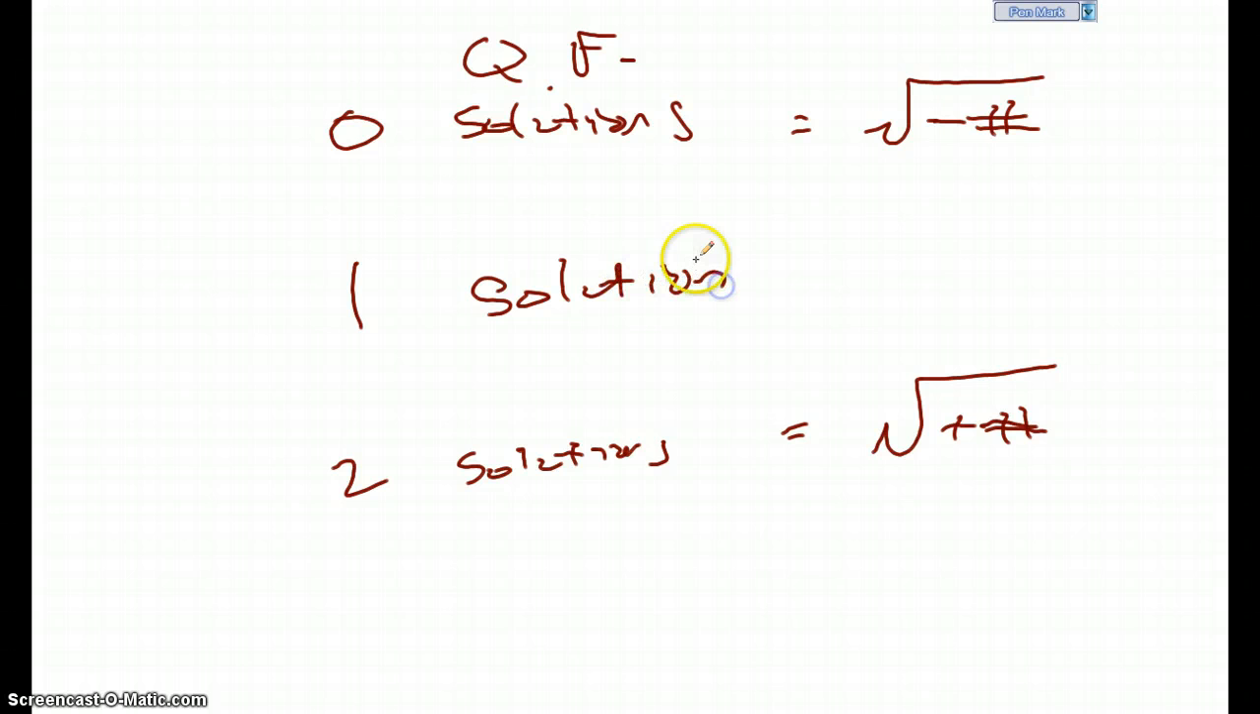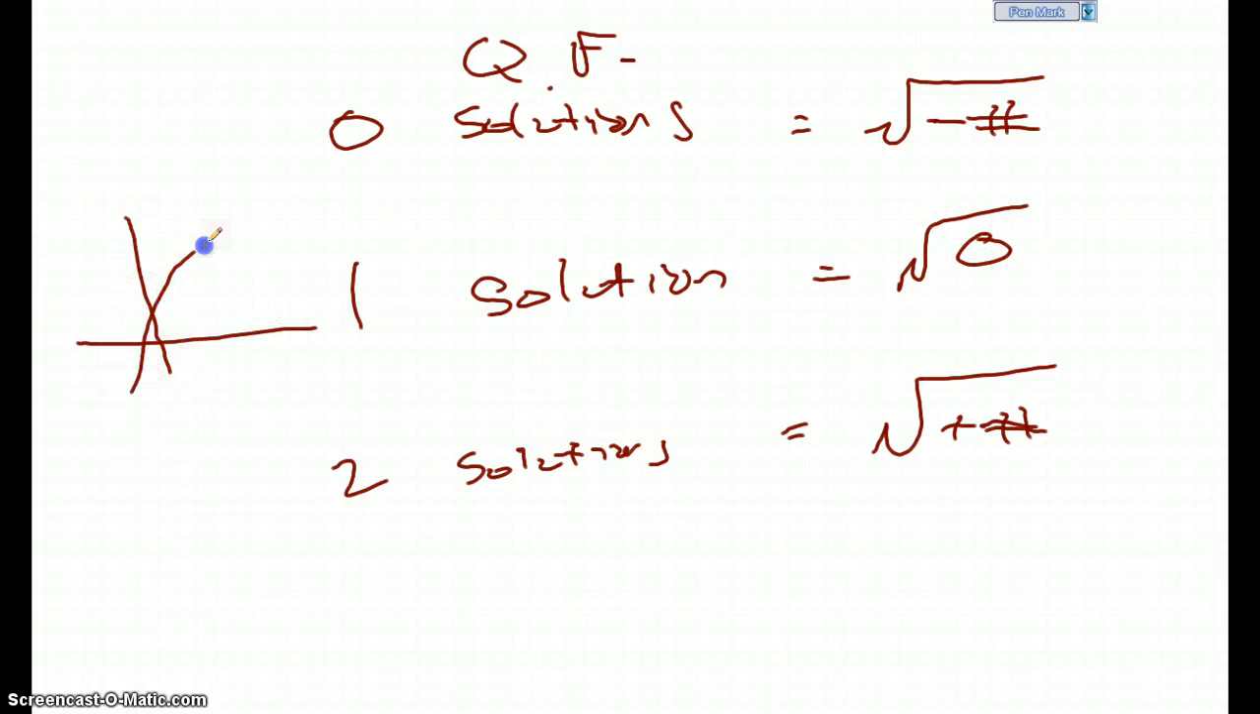And how would you get just one solution? Well, that would be if you end up with the square root of 0. What kind of solution would that correspond to? Where along the vertex, excuse me, I think I just answered the question. There's only one point or one y value that's only achieved one time, and that's either the minimum or maximum. That would be a case where you would have one solution.